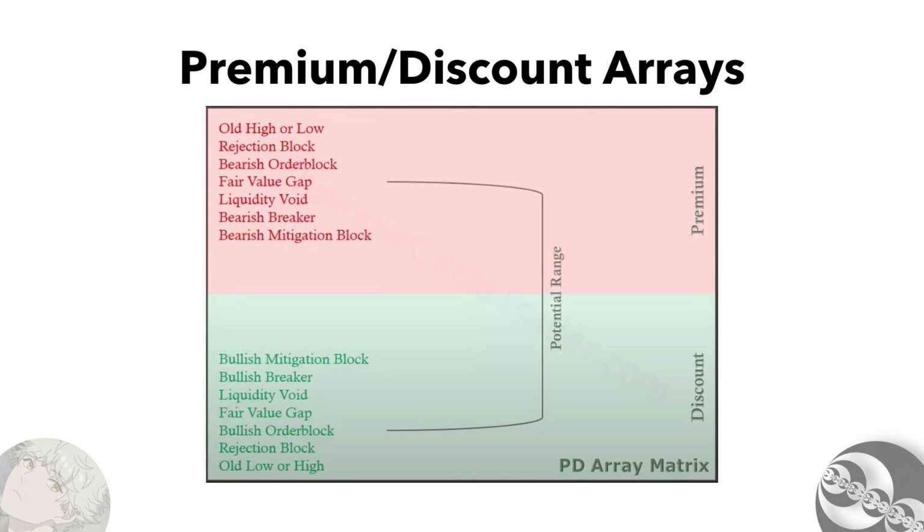In the premium, we would expect these arrays to have a higher probability to hold as bearish arrays, moving price lower. And in discount, we would expect these to have a higher probability to hold as bullish, pushing price higher. But of course, these concepts won't give a clean reaction every single time, so you have to identify the ones that are high probability, given the drawn liquidity and the overall context of the market.